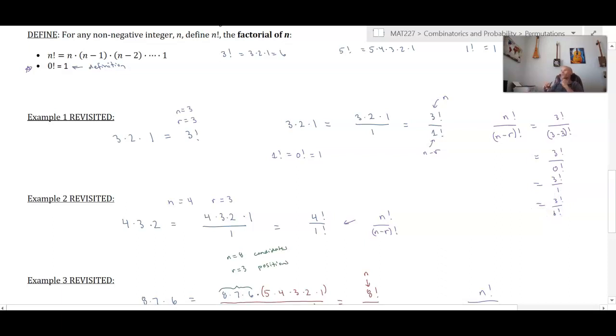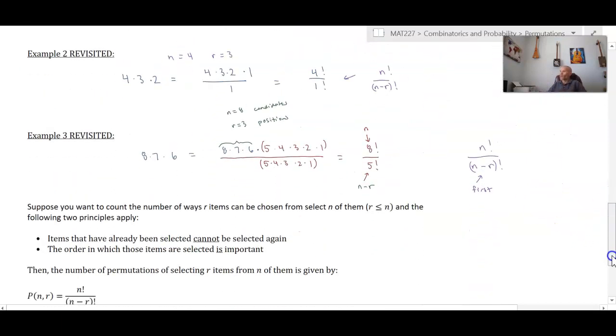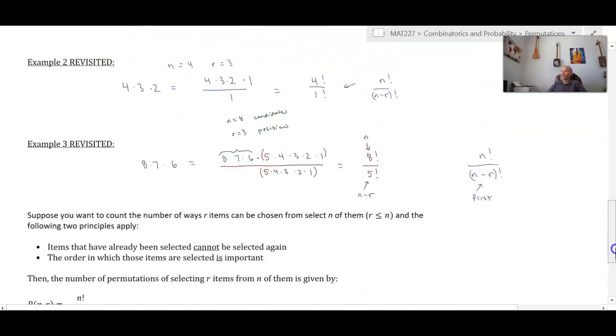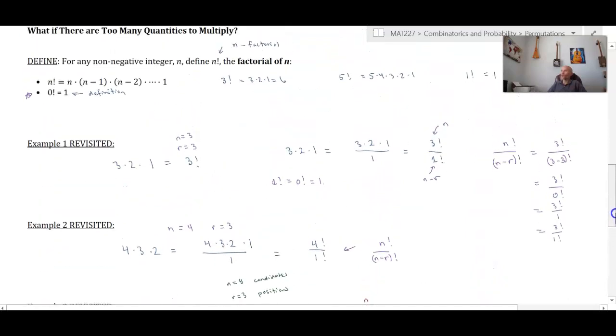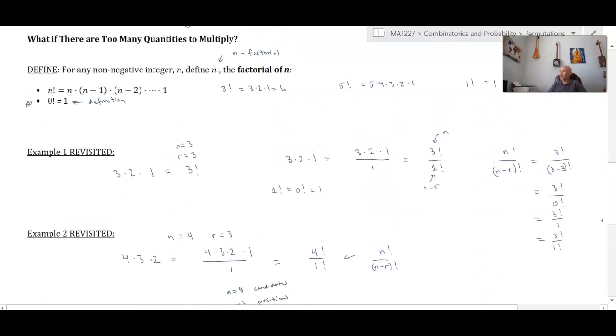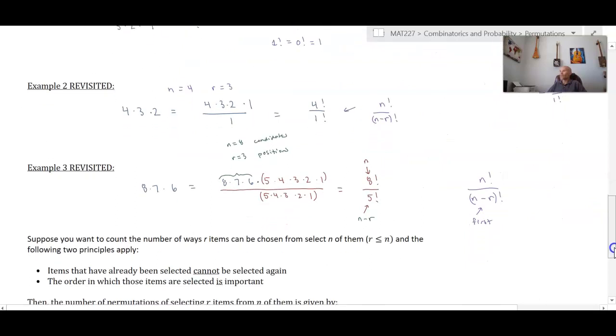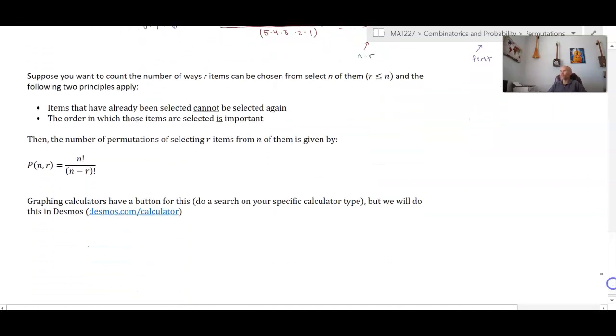So 0 factorial equals 1 saves the day. Now, the question we're trying to address here is, what do we do if there are just too many quantities to multiply? Well, what we do instead is we use this formula. And let's put this all together now.